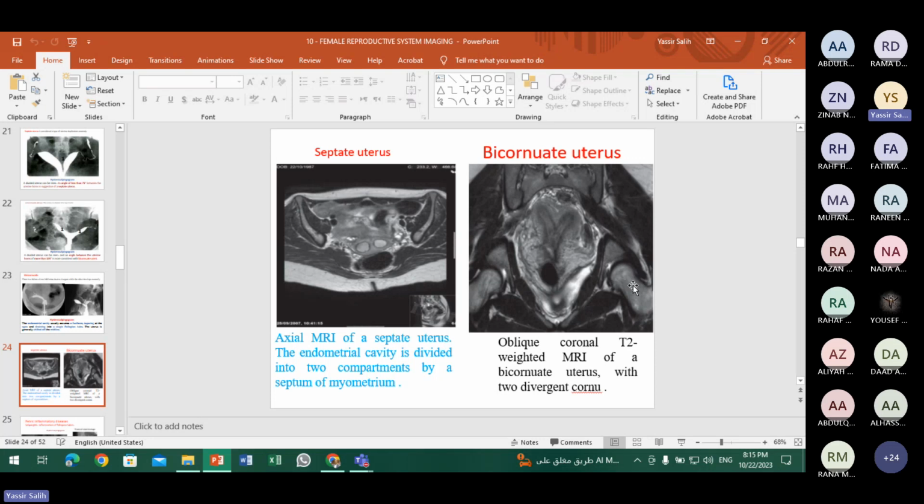This is the left femur and this is the right femur and this is the uterus. The uterus which is a bicornuate uterus. This is a bicornuate uterus.